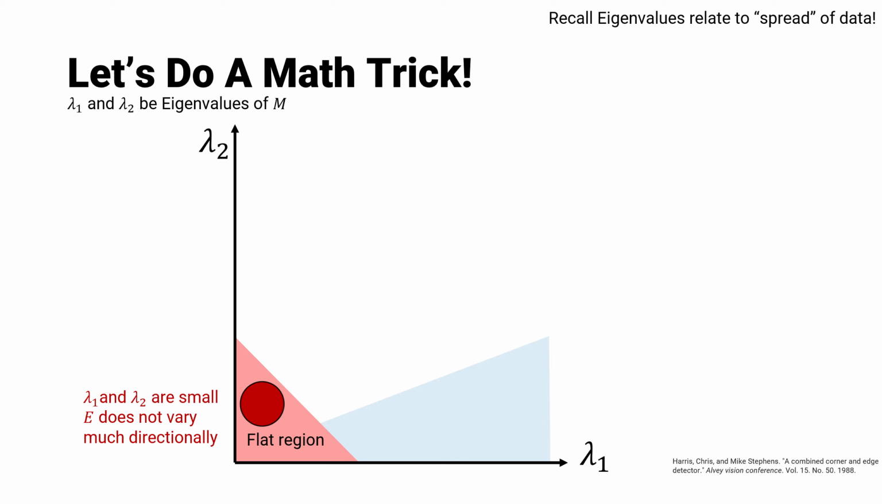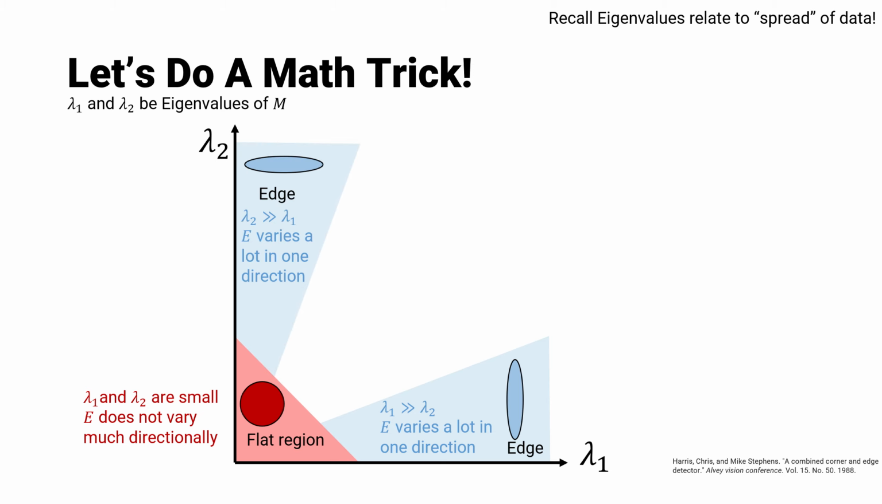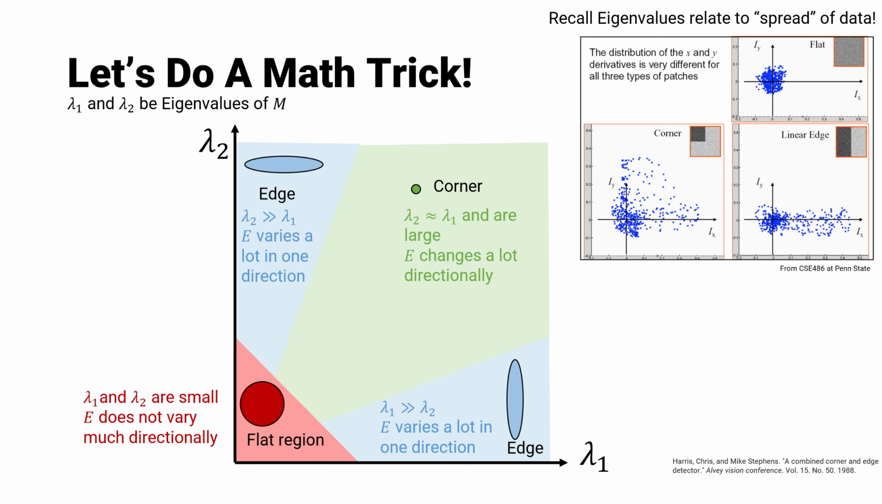So we have this kind of region wherein we have lambda 1 very large and lambda 2 small. So this is an edge scenario where E varies a lot in one direction but not the other, and we have the exact opposite in the other direction of the edge. Great. Anywhere we have lambda 1 and lambda 2 approximately equal and they're pretty large, E changes a lot in all directions, which means it's a good feature, which is like the mountaintop. Great. And just to give you an example of the spread we were talking about, this is from an actual data point. Great. So what we were just talking about is how to find a corner.